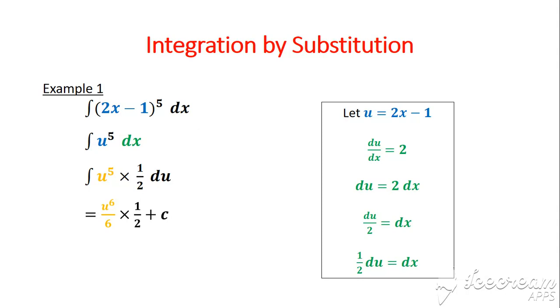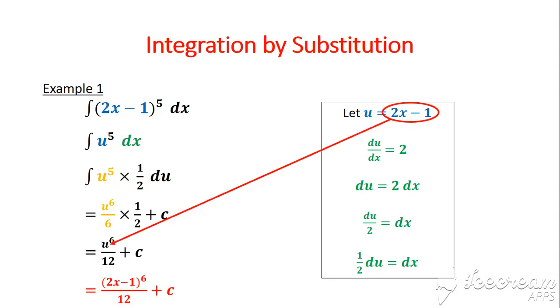Now the final thing to tidy up is we just go top times top to get u to the power of 6 and bottom times bottom to get 12. We've still got our plus c. And don't forget, because at the start we said u is equal to 2x minus 1, we're going to replace that back with 2x minus 1. So our final answer is going to be (2x minus 1) to the power of 6, all divided by 12 plus c.